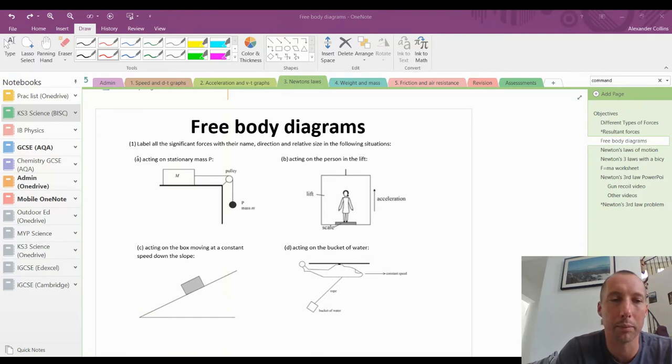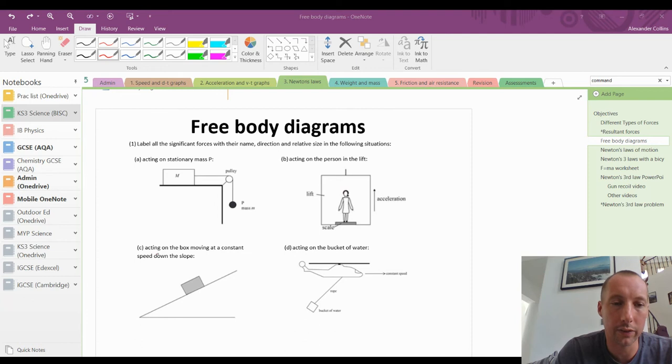So it's saying here for part A, acting on the stationary mass P. So we're going to draw the forces acting on P, not on M. We're going to ignore M. Same thing for B, acting on the person in the lift. So you're going to draw the forces acting on the person, not on the scales or on the lift.